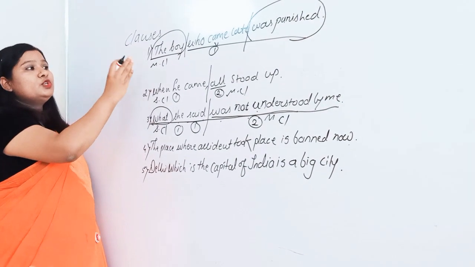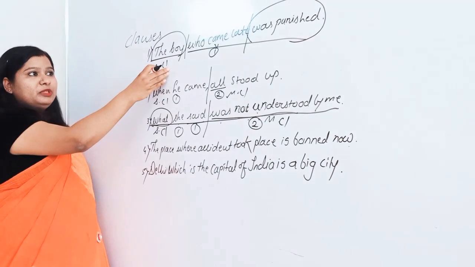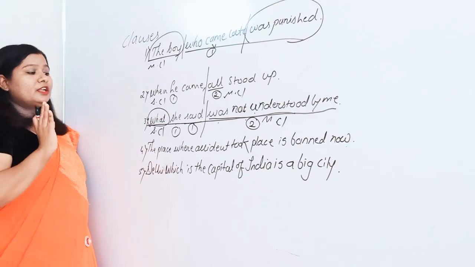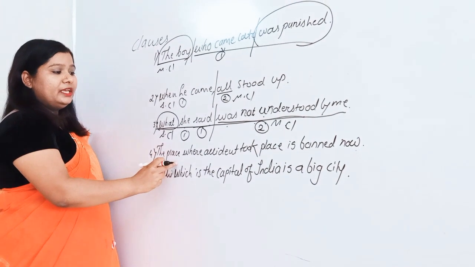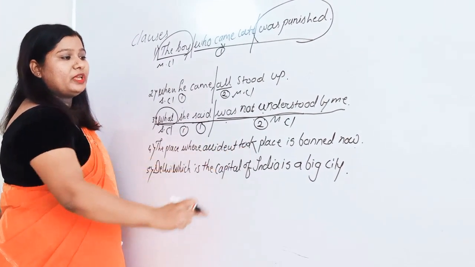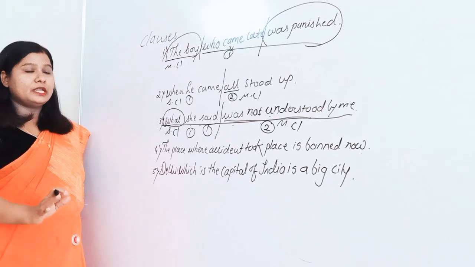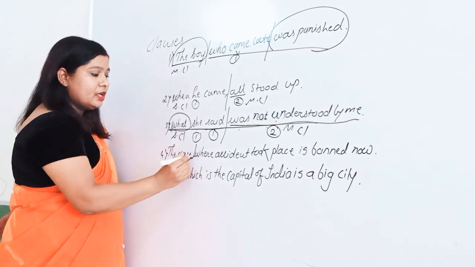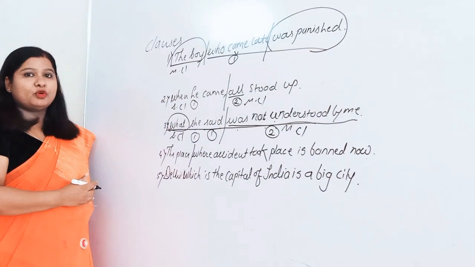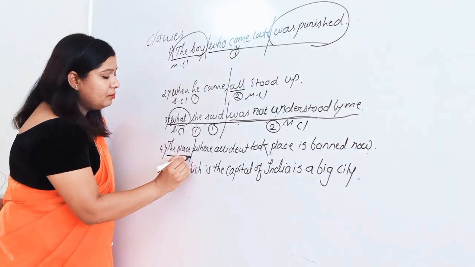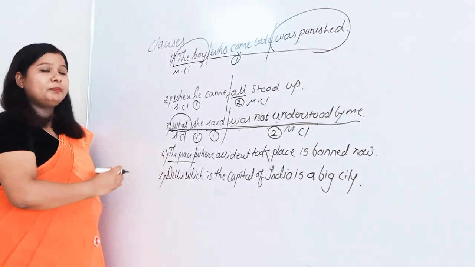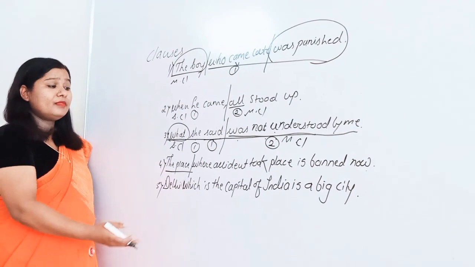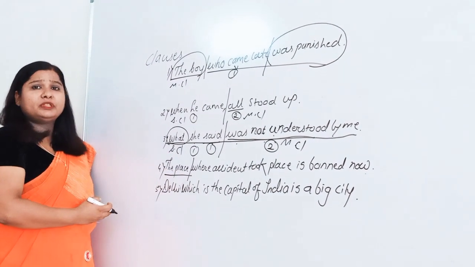And students, see, in this sentence, half of the main clause came in the beginning and half of the main clause came at the end. Now, see the sentence. The place where the accident took place is banned now. Now, in this sentence, what is the WH word? Where. So, right from where is going to be our subordinate clause. Now, see the main clause. What is that? The place. Do we have a verb over here in the phrase the place? No. It means this cannot be the main clause.